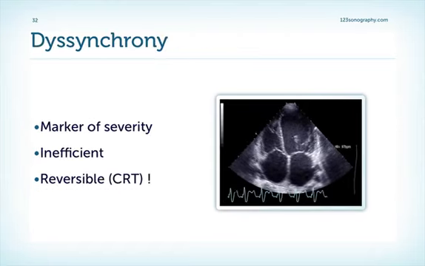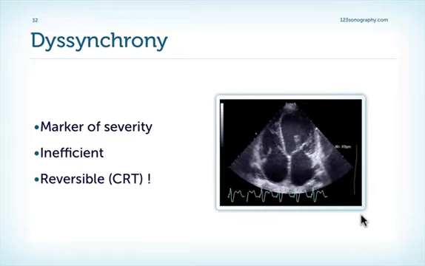At the beginning of the presentation, I already mentioned the issue of dysynchrony. Dysynchrony is usually caused by left bundle branch block, which is fairly frequent in patients with dilated cardiomyopathy. We also know that the width of the QRS complex correlates with left ventricular function. In other words, the poorer left ventricular function gets, the wider the QRS complex gets, and also the more dysynchrony you have. In other words, dysynchrony is a marker of severity of disease.